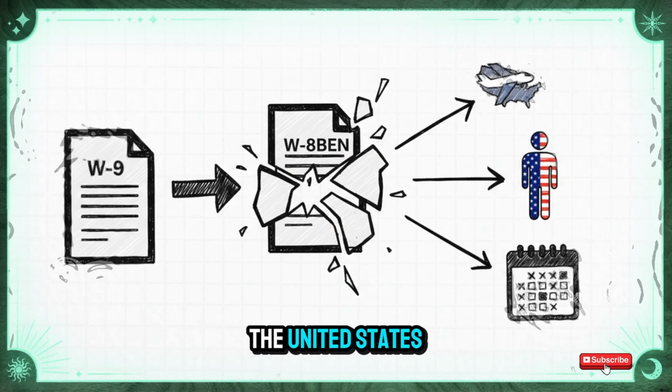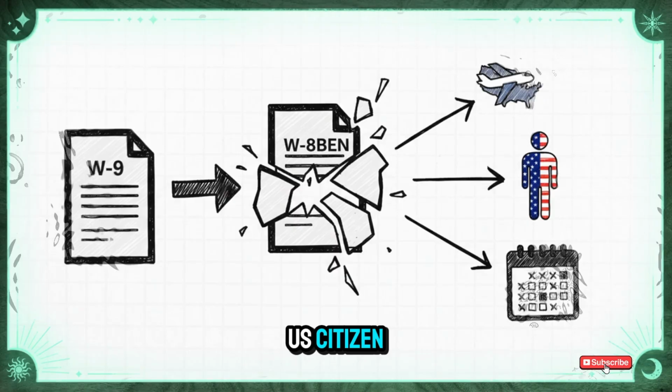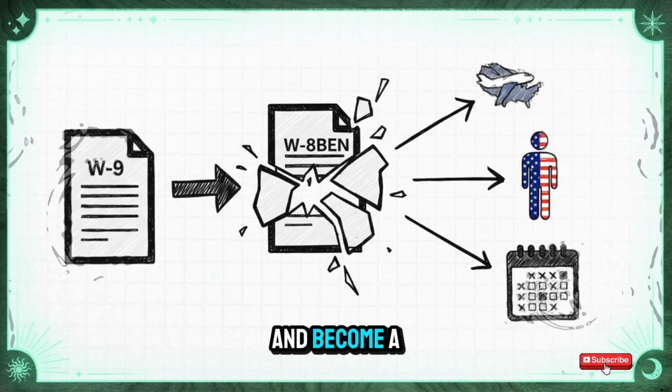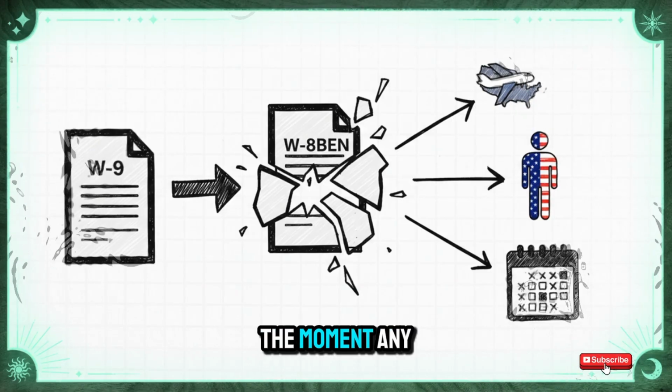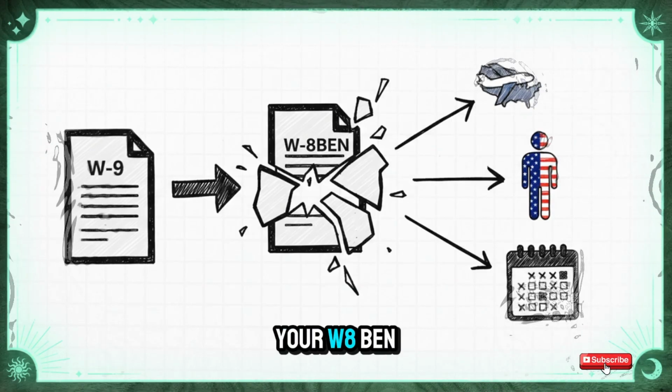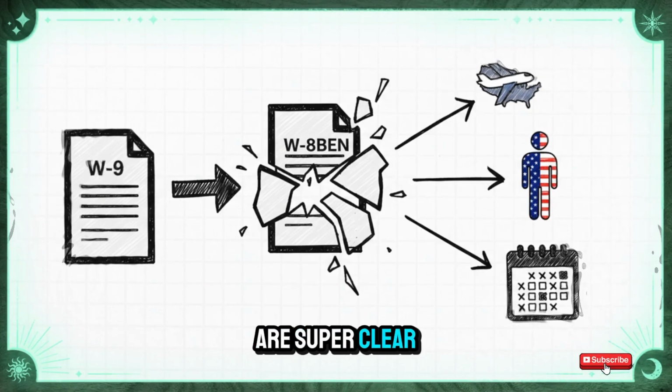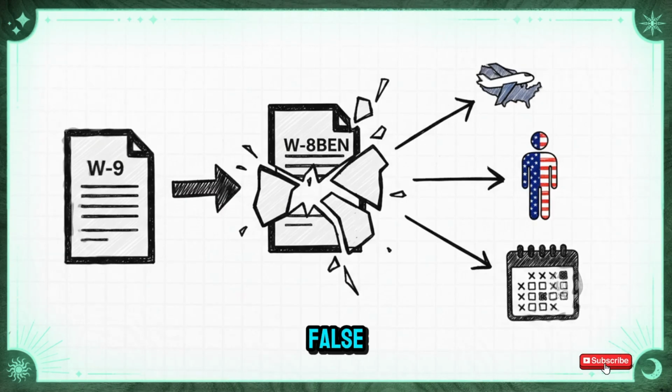You move to the United States, you become a US citizen. You pass that substantial presence test we talked about, and become a resident alien. The moment any of that happens, your W-8BEN is wrong. It's invalid, and the rules are super clear. You have to tell the company paying you within 30 days and give them a new form, probably a W-9. If you don't, the information they have on file is just plain false.